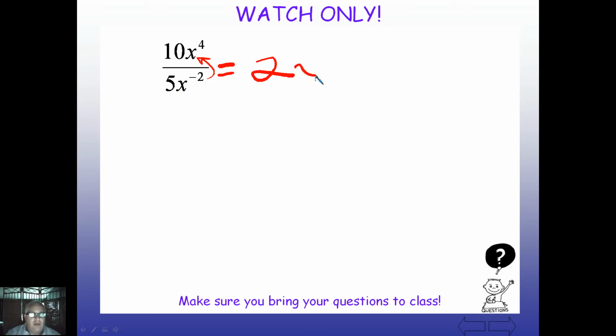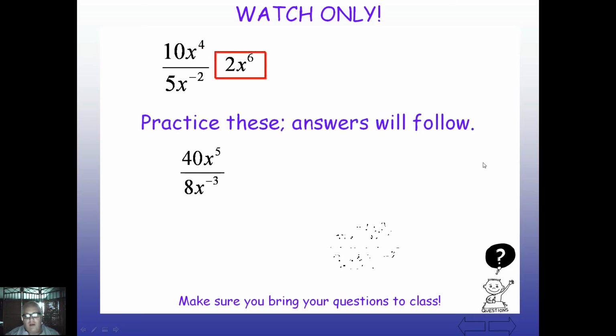So you're looking at 2x to the 6th, 4, and then add those 2 there. Let's go ahead and check here, and sure enough, that's what we got. Here's a couple more. Give those a try on your own. Write them down in your notebook there, and let's see how you did.